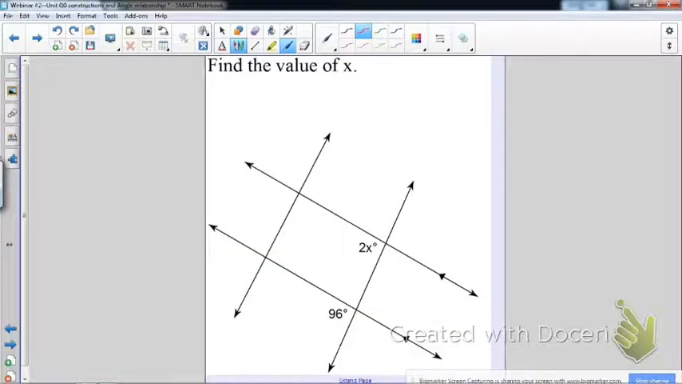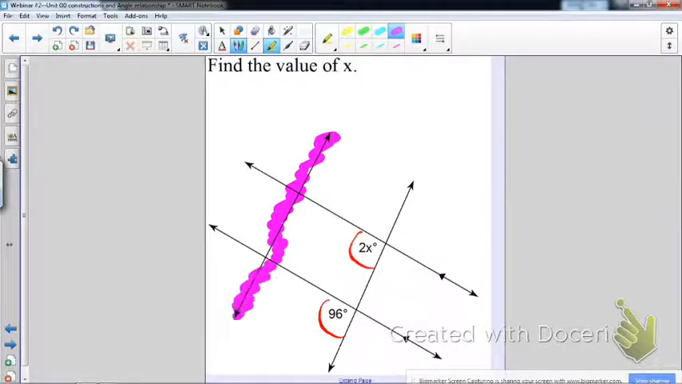We have corresponding angles here. We know that corresponding angles are basically congruent to one another. So we have an interior and an exterior, and just like we did before, we're gonna forget about this line here. It doesn't help us. It's more of a distraction than anything else. So we're just gonna get rid of it. And what do we know about corresponding angles?